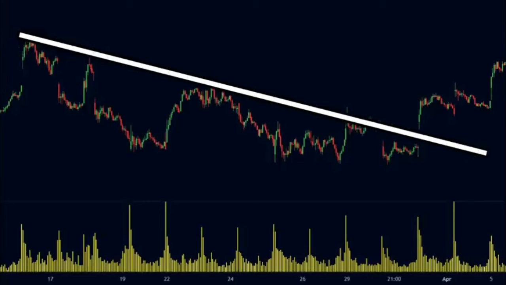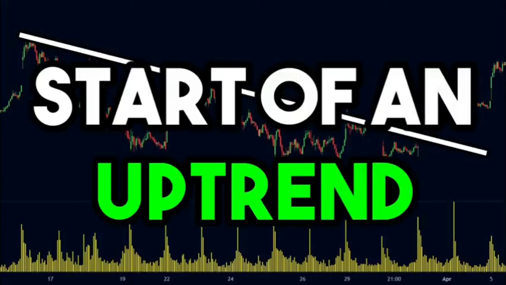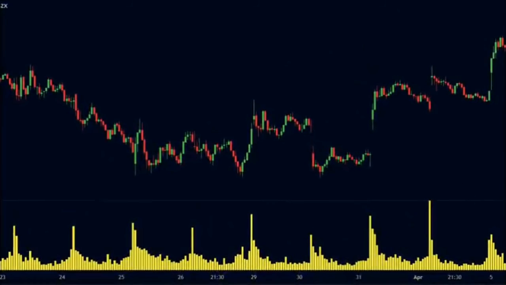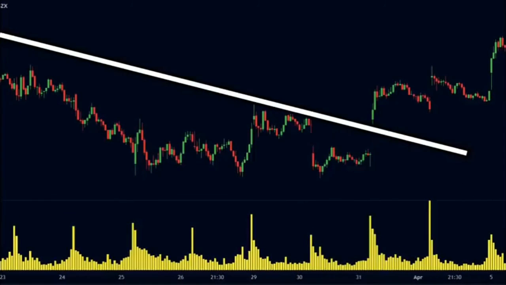Now we want to see the price break above this trend line. Such a breakout would indicate the start of an uptrend. Let us zoom in to see the candles clearly. Here is the same trend line that we were looking at before.